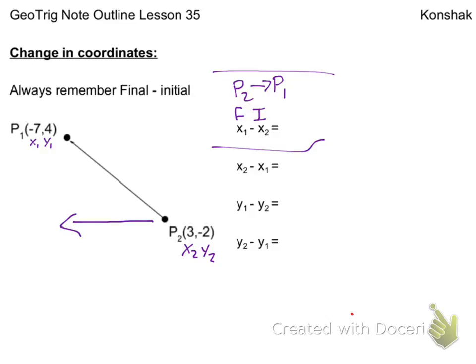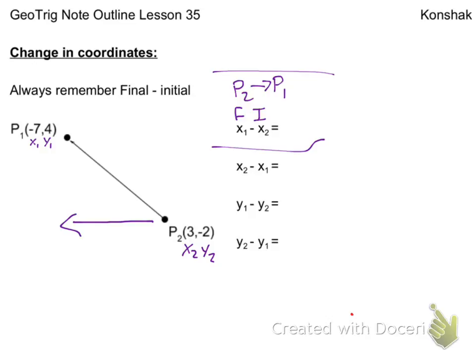Wait, what if it's like a different slope? We're not worrying right now about the slope of that line. It could be going the other way, particularly. But if I'm going from point 2 to point 1, so I'm starting here and want to end up here, I will have a change in my x coordinates that's going backwards.